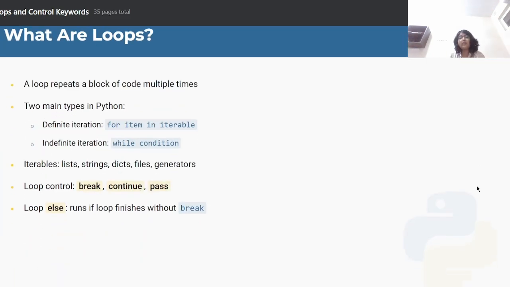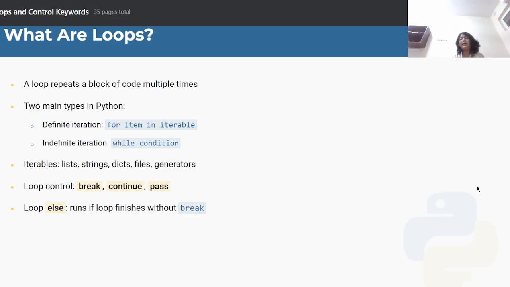What are loops? A loop repeats a block of code multiple times. So what does a loop do? Suppose you need a particular output for your program and you don't know how many times you need that code to be output. In that case, the repetition of the code is decided by a loop.